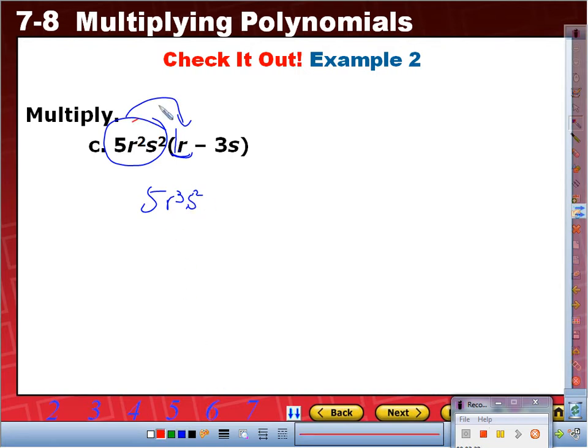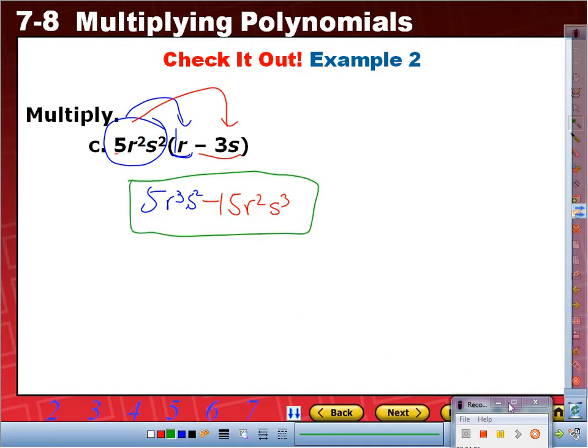Next, this same factor times the second term. So what is 5 times negative 3? Negative 15. R squared. Do I have any r's here? No, I carry it. So what is s squared times s? S to the third. Now I want to see if I can identify any like terms. That was my second step. Is that correct? Let's see. Do I have the same variables? Yes. Do they have the exact same exponents? No. So therefore, I'm done. Copy this next one, please.